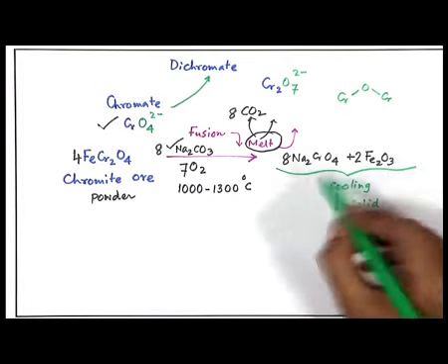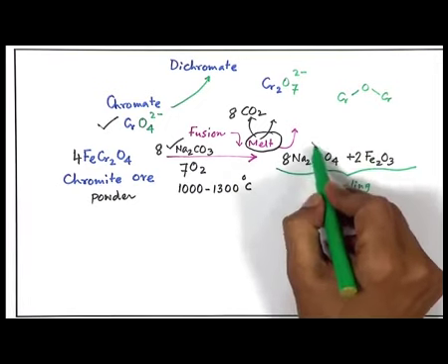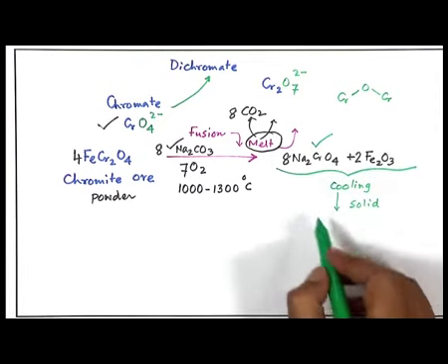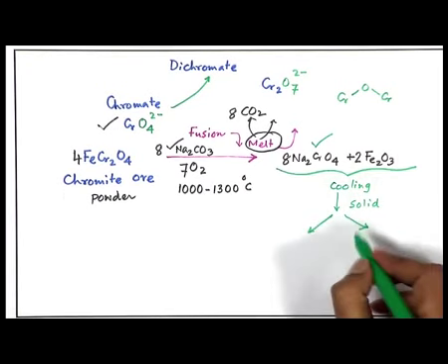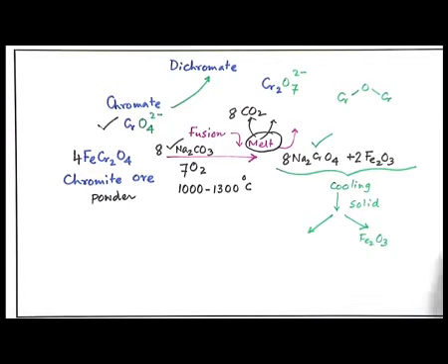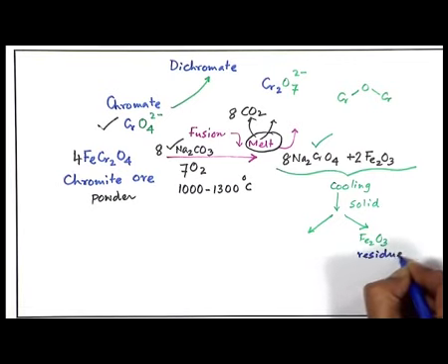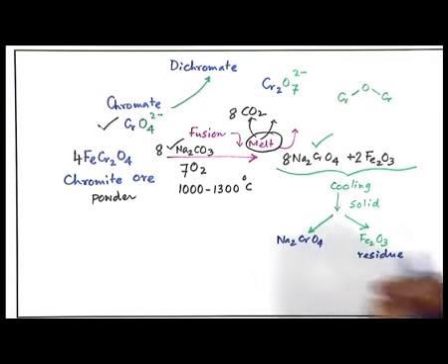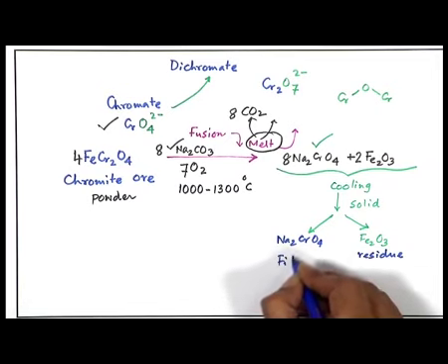If you pour some water, since it is a sodium salt, it will be highly soluble in water, but the oxide is insoluble in water. That gives rise to the separation process. That means one will be soluble and another will not be soluble. So, Fe2O3 will be there as residue, and Na2CrO4 will be there in the filtrate.